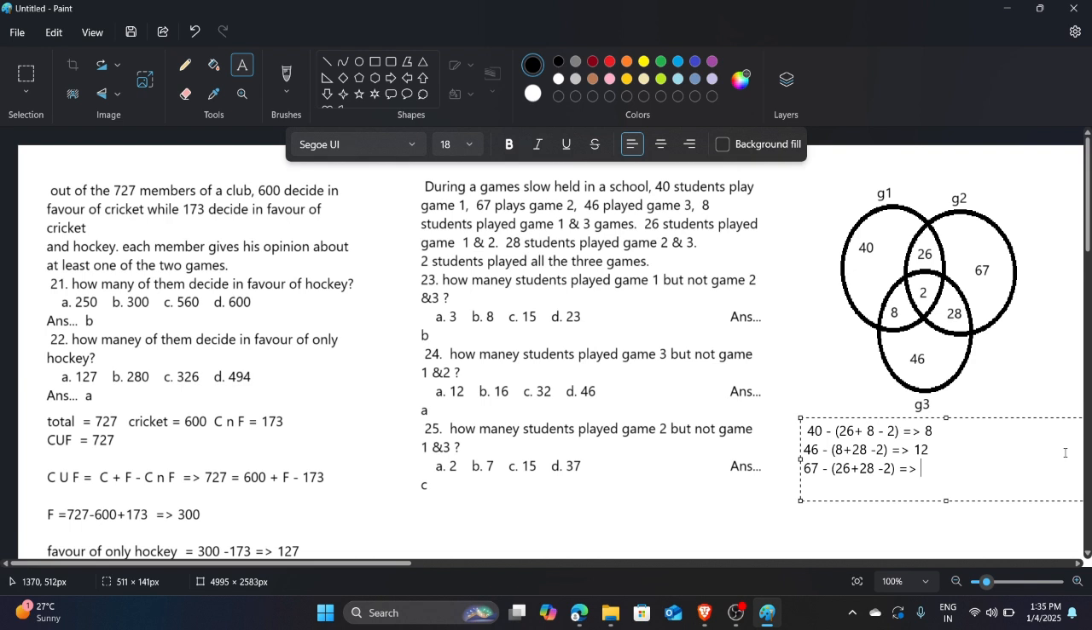Okay, if you subtract, 28 plus 26 is, oh sorry, yes, I have made a mistake. 54 is the addition of 26 and 28, and then minus 2 is 52. So 67 minus 52 is 15, so this is the answer and this is the solution. Okay.